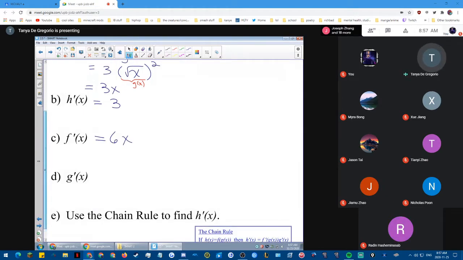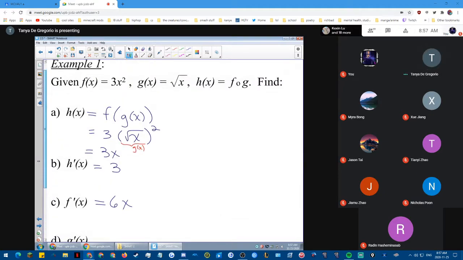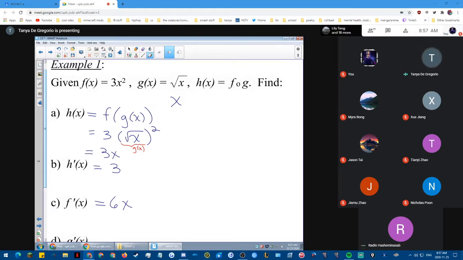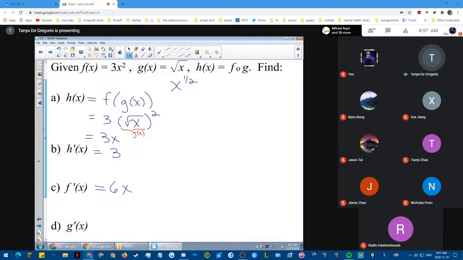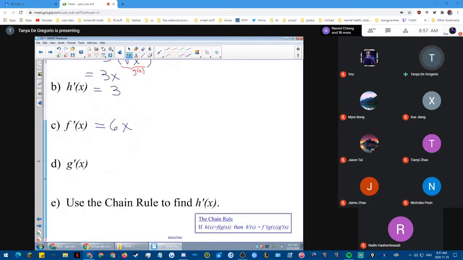Now, g prime of x. I want to take the derivative of the square root of x. What should I do to it first? Make it a fraction. Yeah, x to the 1/2, right? We're going to write it with an exponent. So we know that that equals x to the 1/2, and we're going to take the derivative of that. So what is the derivative of x to the 1/2? The 1/2 comes down. Beautiful. There's the derivative.